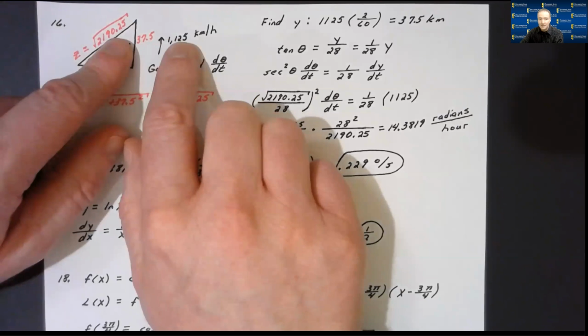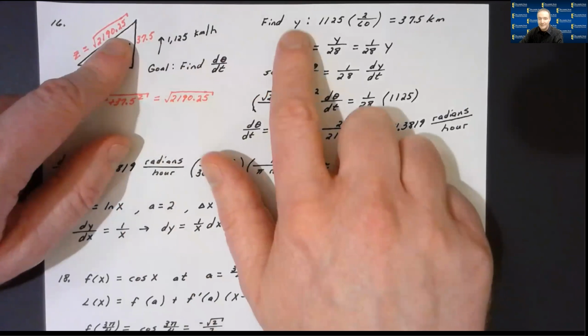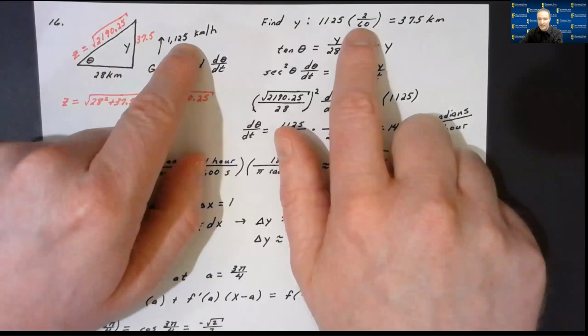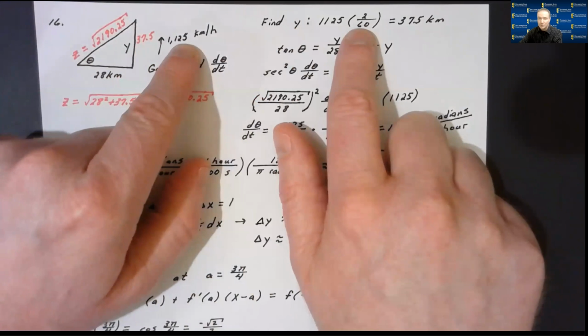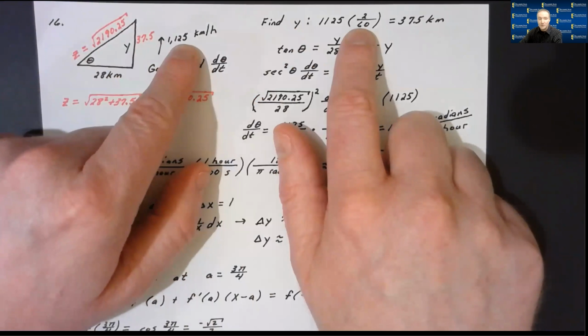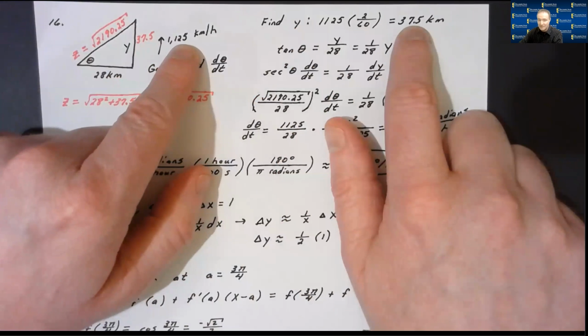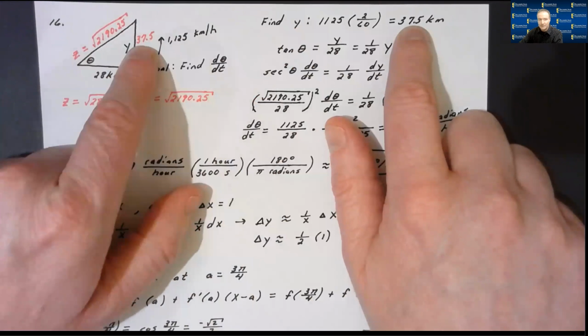So I went ahead and said, well, okay, for y, distance is equal to rate times time. I have the rate, the time was 2 minutes, which is 2/60ths of an hour. And so I can say, well, if they're going 1,125 kilometers per hour for 1/30th of an hour, then they have gone a distance of 37.5 kilometers. I went ahead and labeled the height.